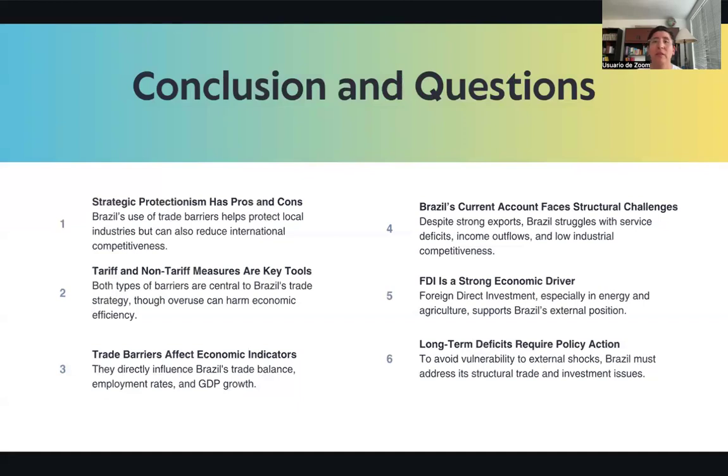These trade barriers impact key indicators such as employment, GDP, and the trade balance. Despite the strong export performance, Brazil still faces challenges in the current account due to the services deficit and limited industrial competitiveness. On the positive side, foreign direct investment continues to support the economy, especially in sectors like energy and agribusiness. Moving forward, Brazil must address its structural trade challenges to reduce vulnerability and ensure long-term economic sustainability.